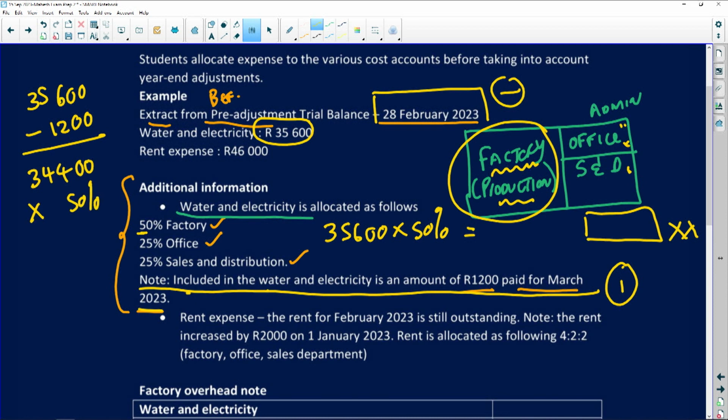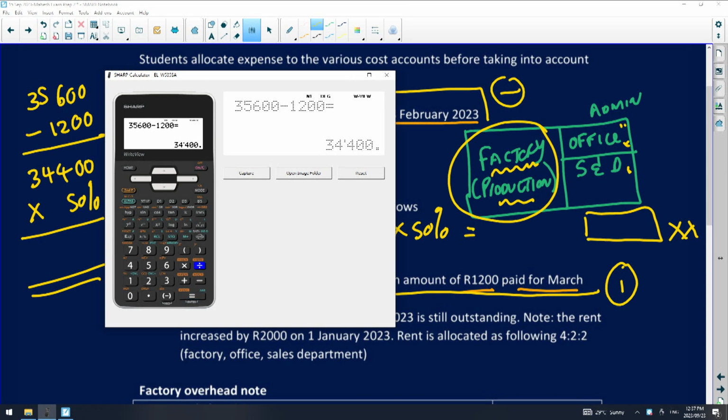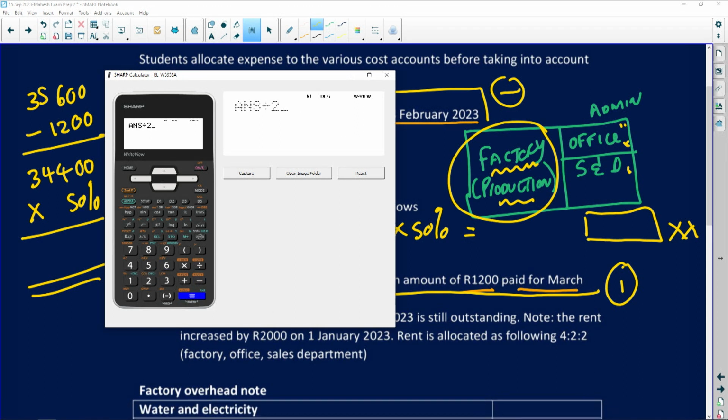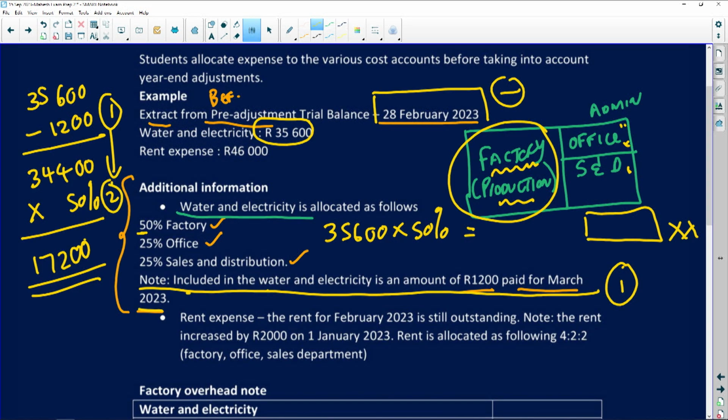Okay, so I only need 50%, right? So this amount, right, times 50%, or you can just divide by 2. And the water and electricity for the factory, 17,200. Okay, right, can you see what I've done there? I've obviously taken into account the year-end adjustment first, and then I've split, I've calculated the 50%.